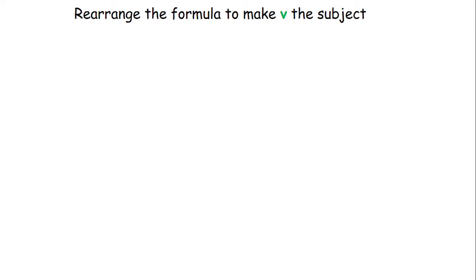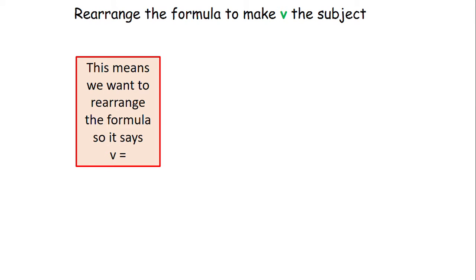Okay, rearrange the formula to make v the subject. Here. So at the moment, what's happening to v is it's being multiplied by 3, then t is being added to it, and then it's being divided by 5. Okay, so fractions are difficult to work with. So the first thing we're going to do is get rid of the fraction. This means divide by 5. So what's the opposite of divide by 5?